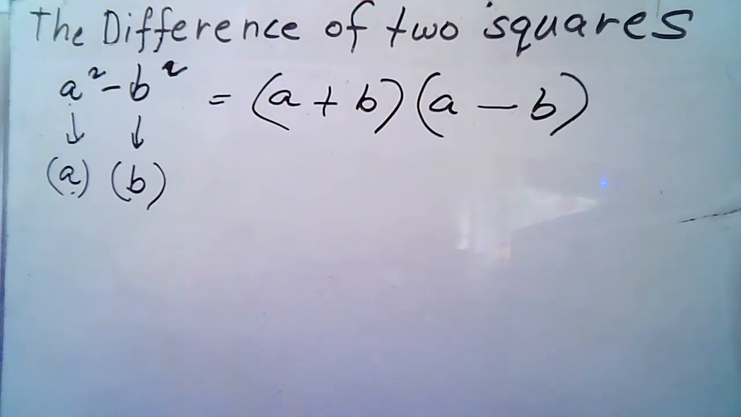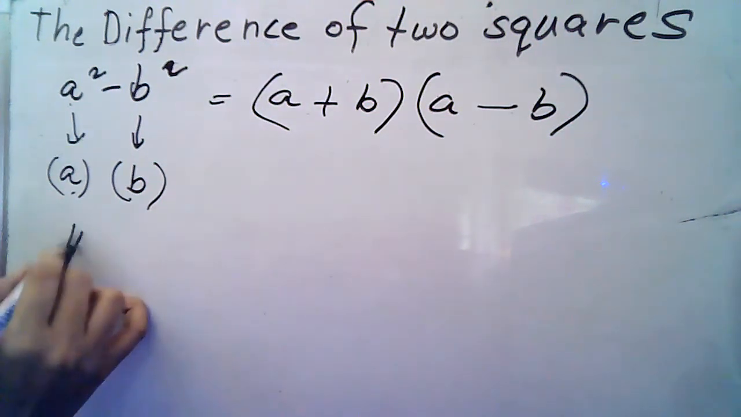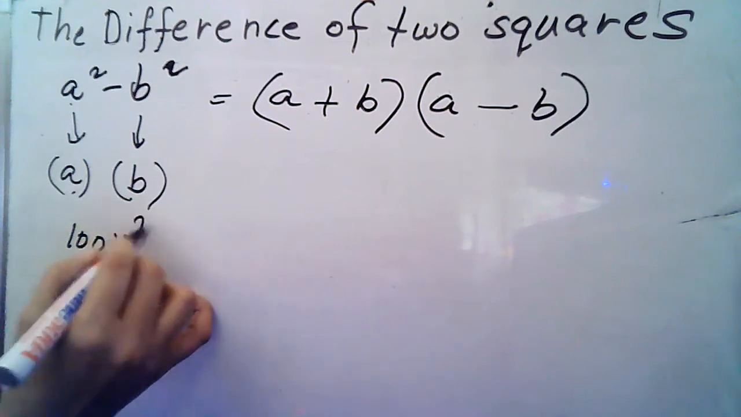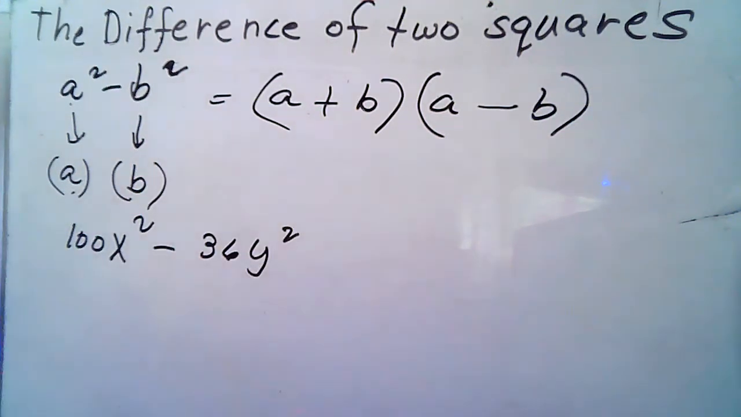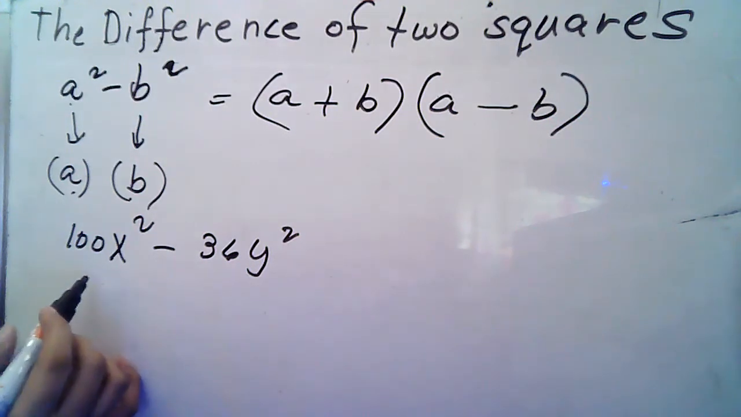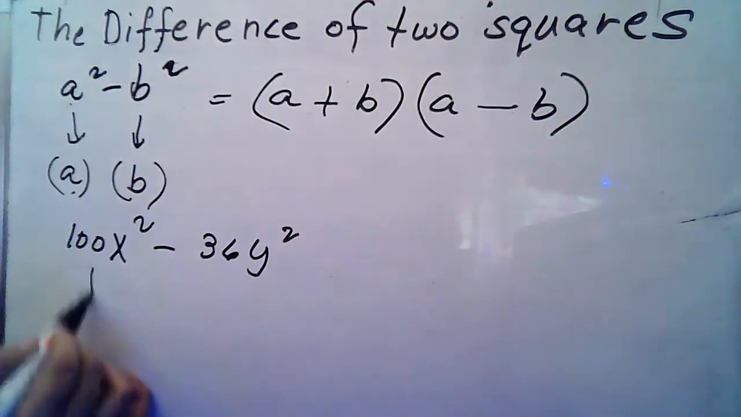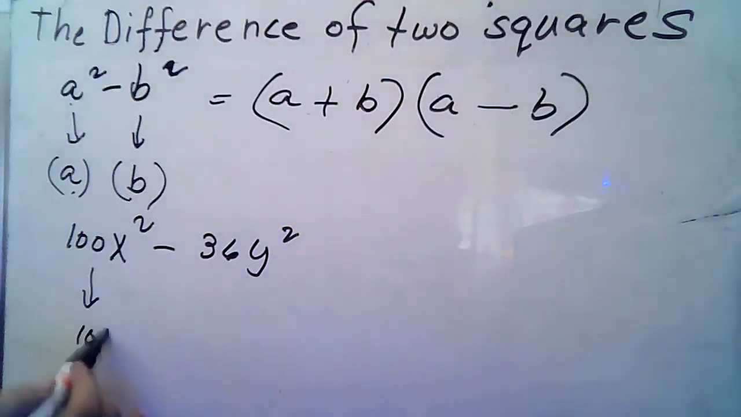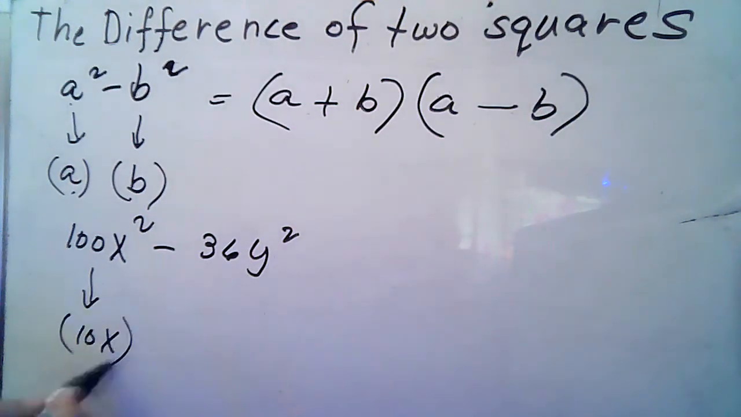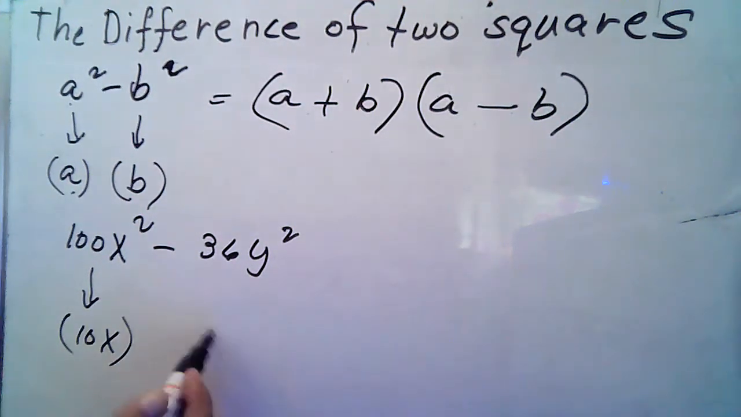Let's try to answer this one. 100x squared minus 36y squared. Okay. So first we need to obtain the square roots of both the first term and the second term. So the square root of 100 is 10, and x squared is x. There's the first factor. And the square root of 36 is 6.